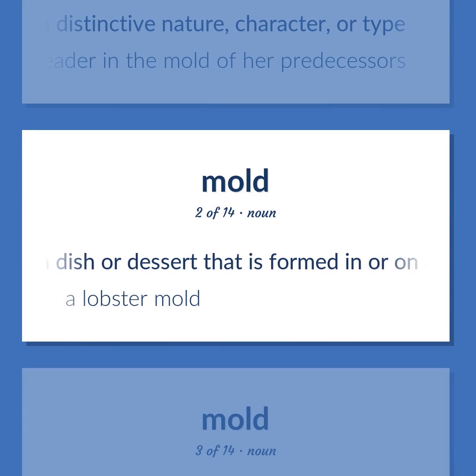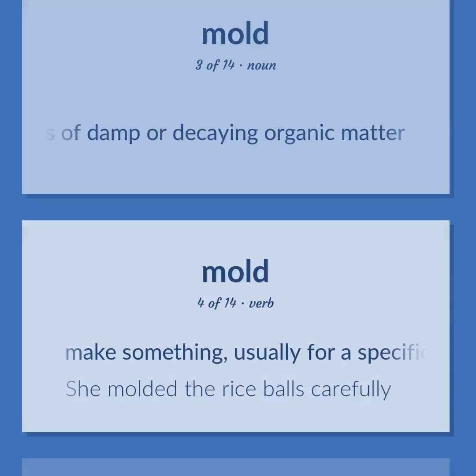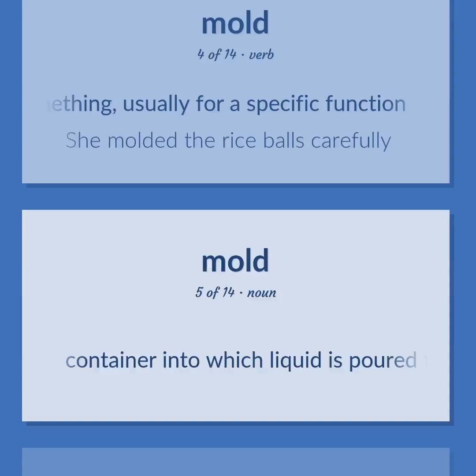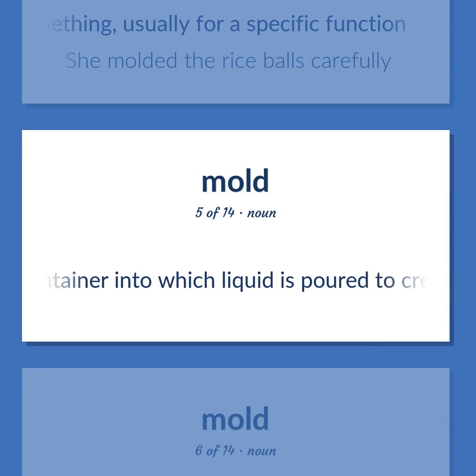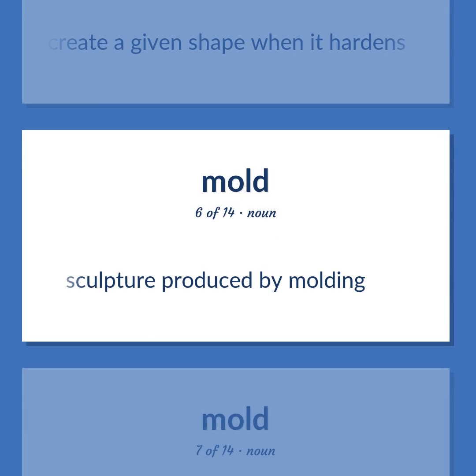A dish or dessert that is formed in or on a mold. A lobster mold. A fungus that produces a superficial growth on various kinds of damp or decaying organic matter. Make something, usually for a specific function. She molded the rice balls carefully. Container into which liquid is poured to create a given shape when it hardens. Sculpture produced by molding.